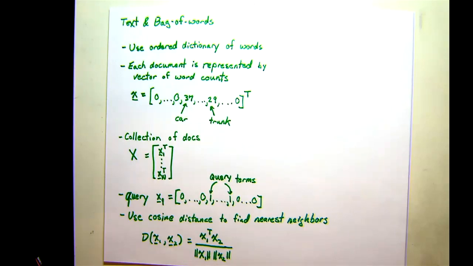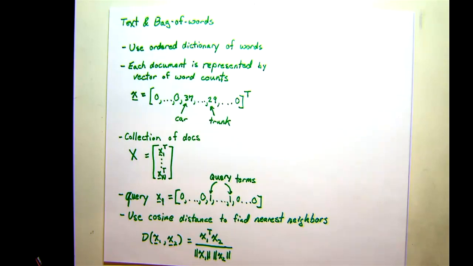This is probably not a real document. You probably wouldn't have a document with 37 mentions of car, 29 mentions of truck, and no other mentions. That would be a fairly poor document. But the idea is the same. You just count up words, you put them in the right position.